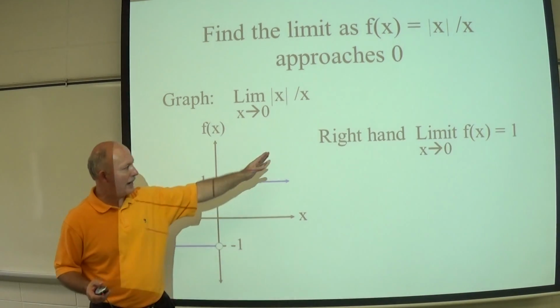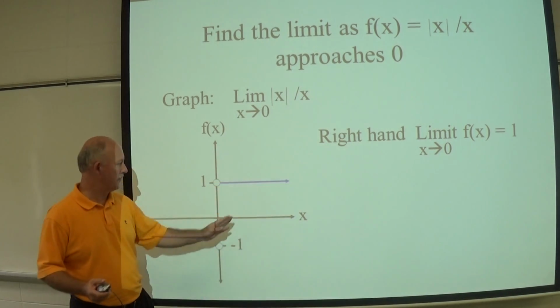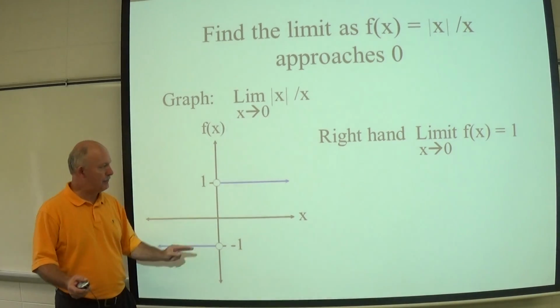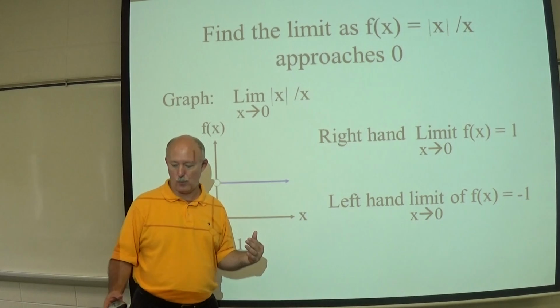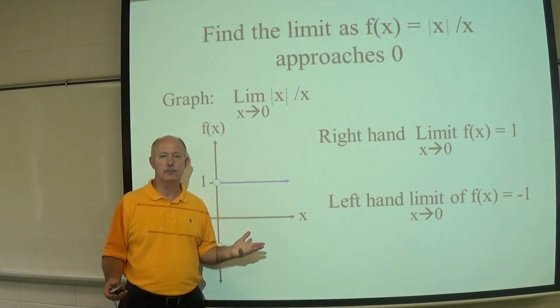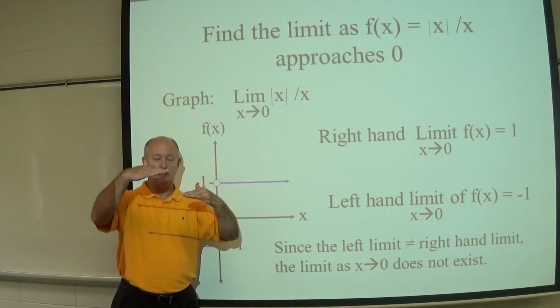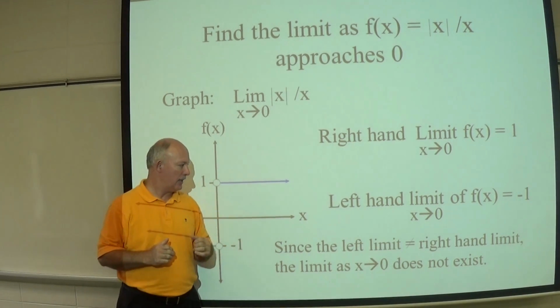So the right-hand limit of f of x is equal to 1 as x approaches 0. So coming from the right-hand direction, your limit is positive 1. Coming from the left-hand direction, the left-hand limit as x approaches 0 is negative 1. Now, anytime the left-hand limit and the right-hand limit are different, then the limit doesn't exist. So the graph will have a jump or a gap in it.